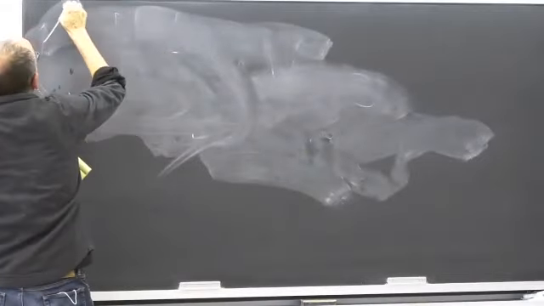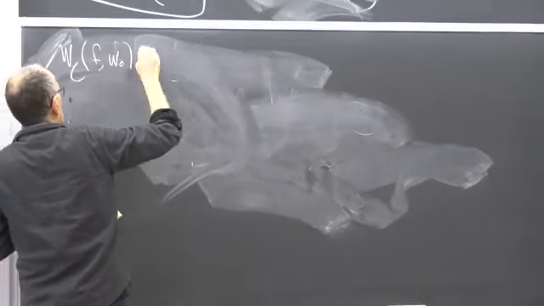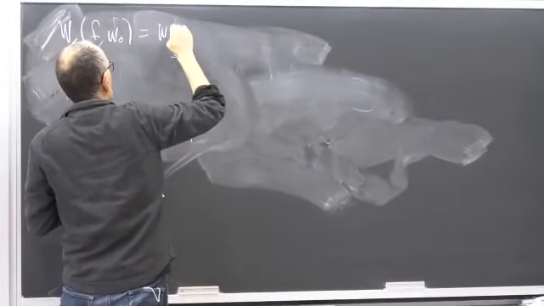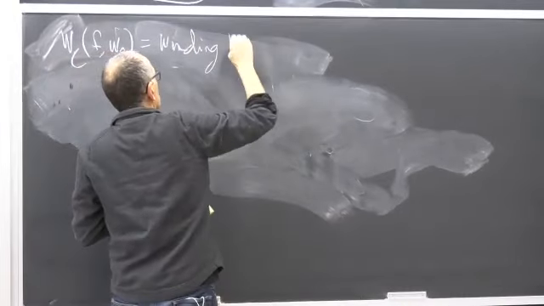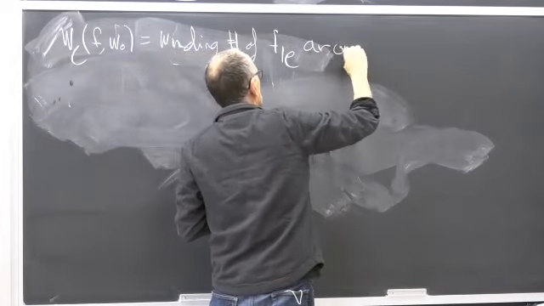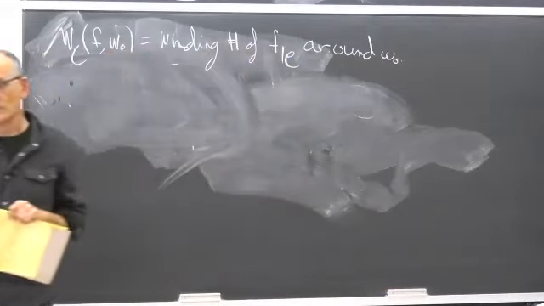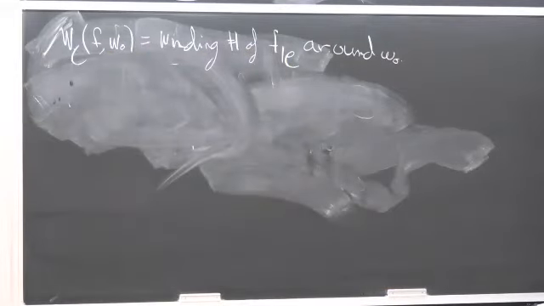Let's call it the winding number of F restricted to C around W0. W0 is in the image, right? Not in the domain, in the image. All right, that's it. This is the topology that we need.